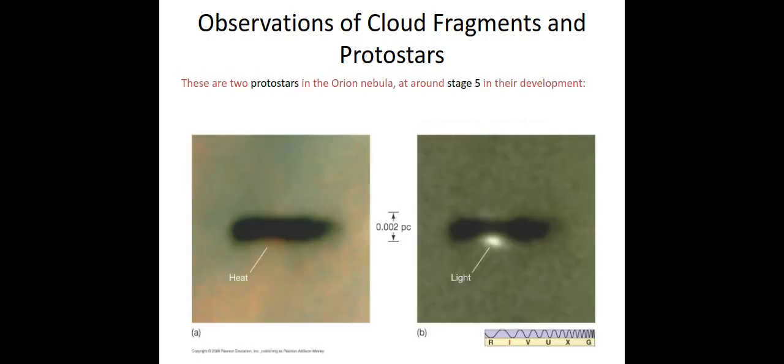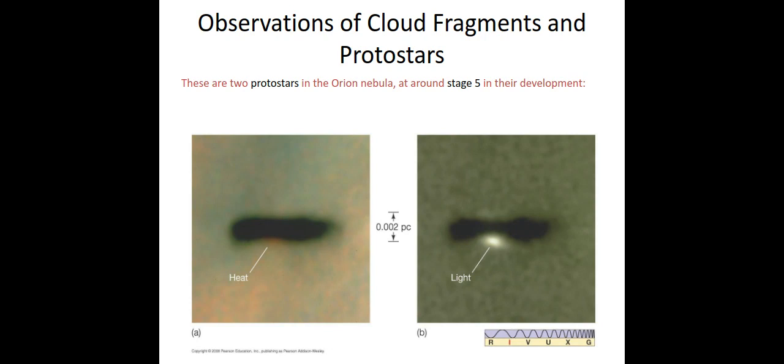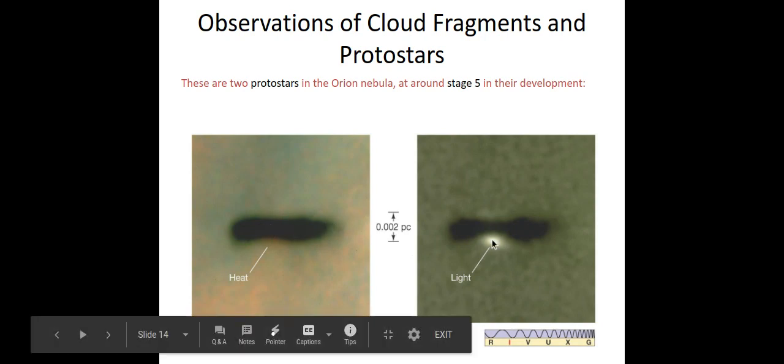This is showing what a protostar looks like. This blackness is because this is what we call the accretion disk, or a protoplanetary disk. This will end up becoming all the planets, asteroid belt, all that stuff out there. Here, it's a little bit further along, so you start to see the light poking out behind the cloud of debris.